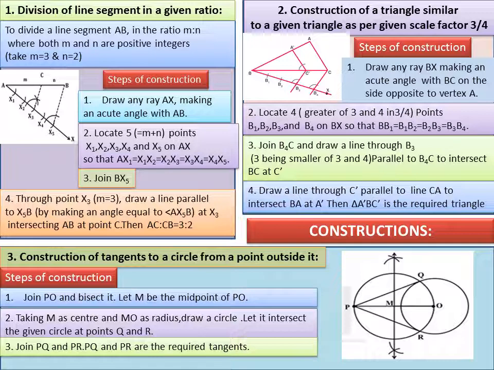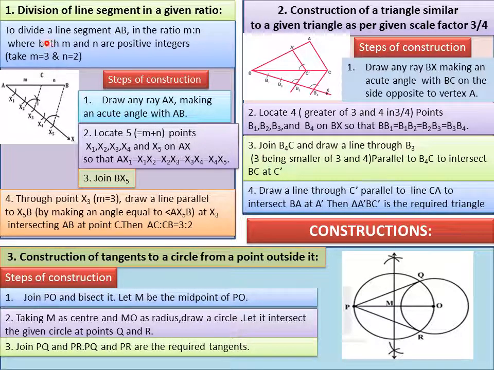to know here. In the first one we have the division of a line segment in a given ratio, and the second construction that is required to be known here is construction of a triangle similar to the given triangle. Then the third one that you are required to know is construction of a tangent to a circle from a point outside it. So these are the 3 constructions that you are required to know in this chapter.